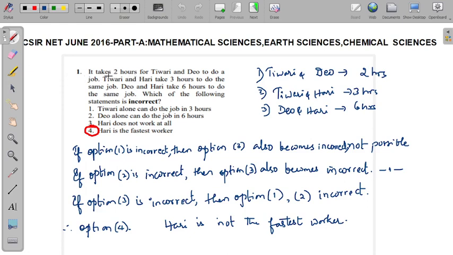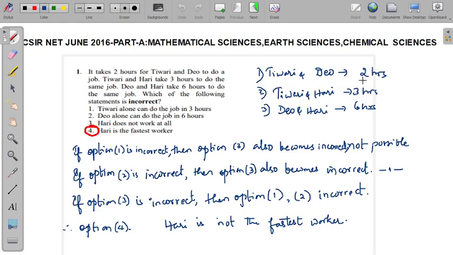This states that it takes 2 hours for Tiwari and Dio to do a job. Tiwari and Hari take 3 hours to do the same job. Dio and Hari take 6 hours to do the same job. Which of the following statements is incorrect? So they are asking which is false. So I have written the data here.